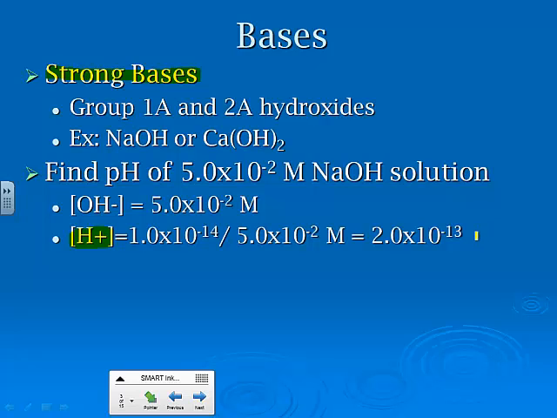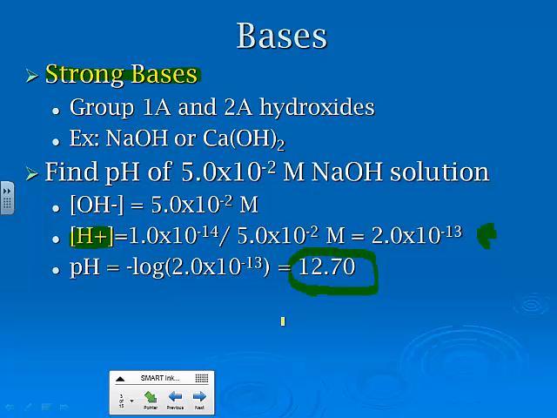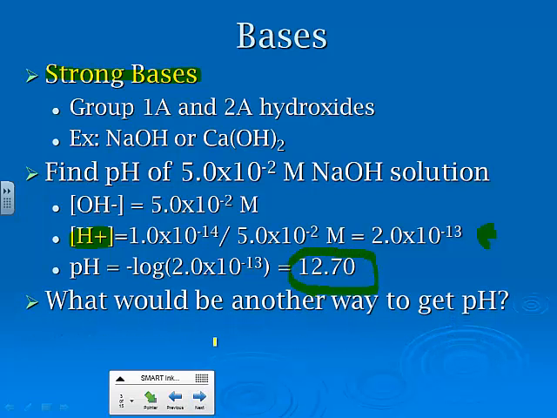So we could solve for hydrogen ion, being 2.0 times 10 to the negative 13th, and then plugging that into the pH equation, which gives 12.70. So that would be one way. Another way you could have done it, you could have gone right to pOH from here using the pOH equation and then subtracted it from 14. So there's a couple of different ways to do it.